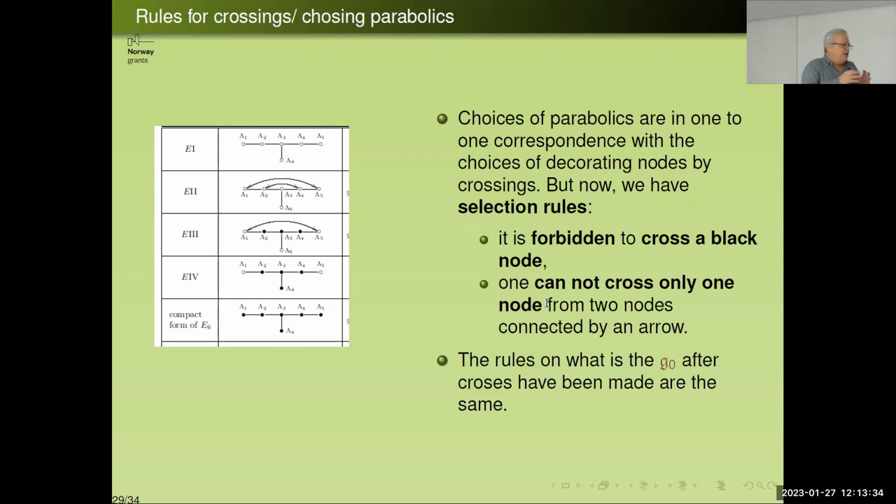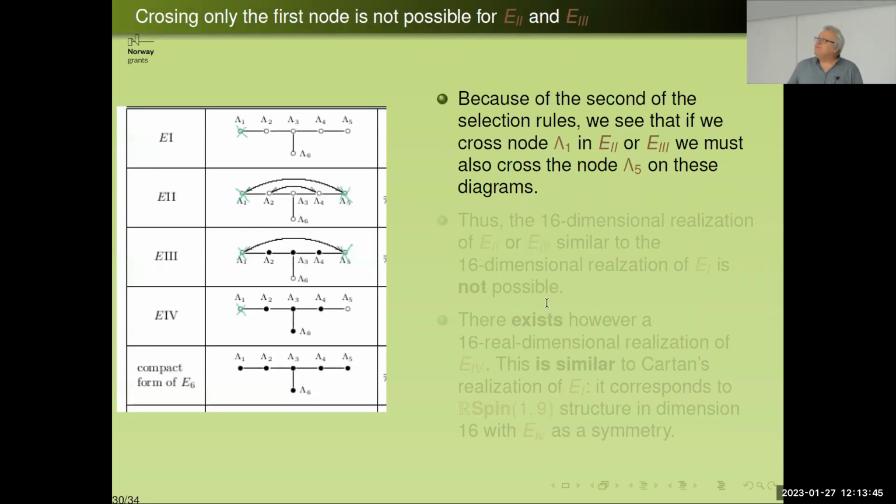And the cross diagram again represents G0. So the story is the same. The only thing is that now we have these selection rules for putting the crosses. Okay.